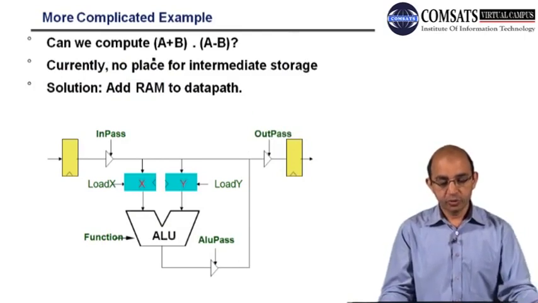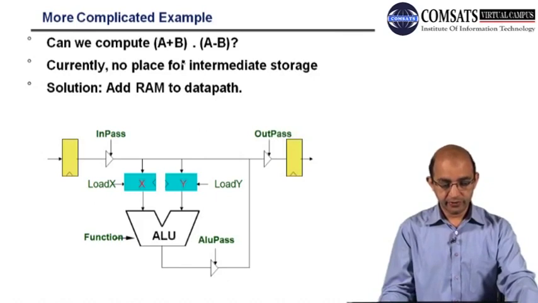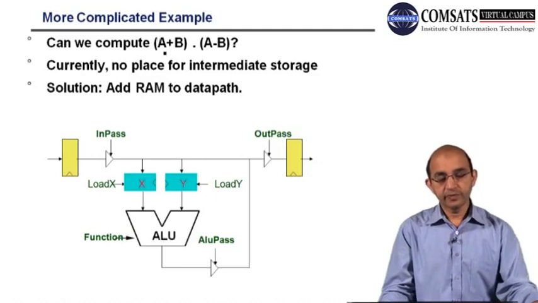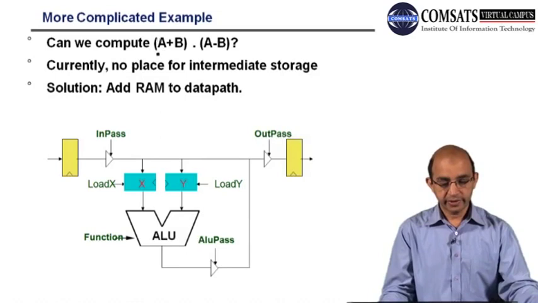Now we have a more complicated example. You can see that we have A plus B, dot A minus B. It means we need to compute this, and this has to be stored somewhere else, and then we have to perform this. So we need a storage element. For that, we can add a RAM component, because this cannot be accommodated by using this configuration.